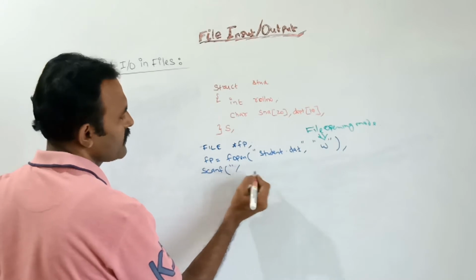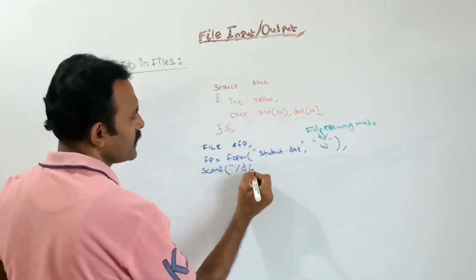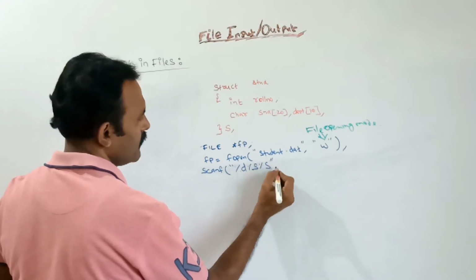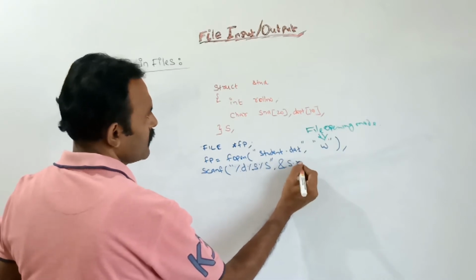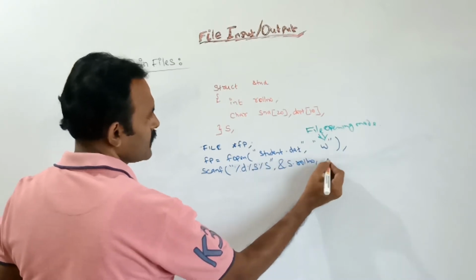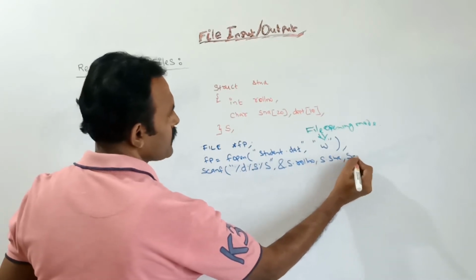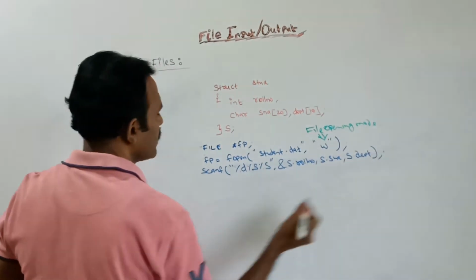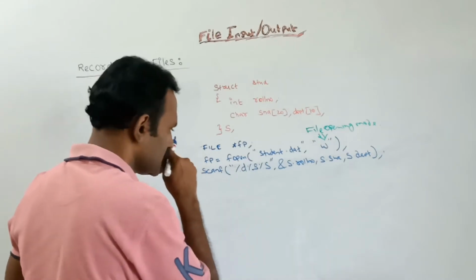With the help of this scanf function, I am getting the input. First, roll number, which is integer data type, so %d. Next name %s, next department %s. Here ampersand of s.rollno, next s.sname, next s.dept. So in this statement we are getting the input for these structure members.